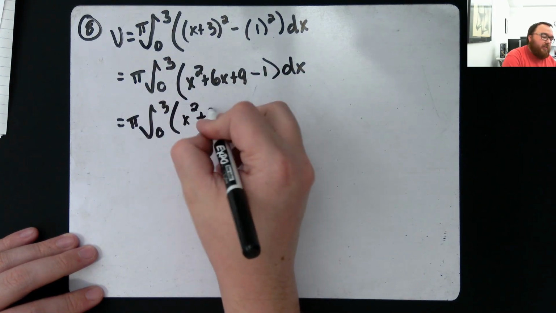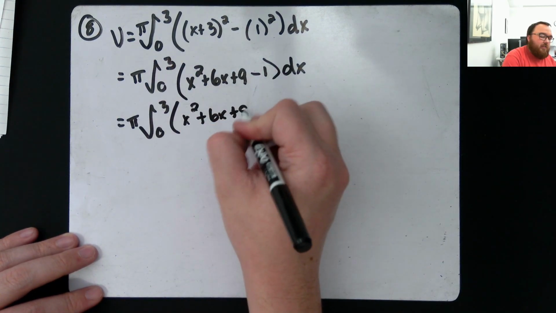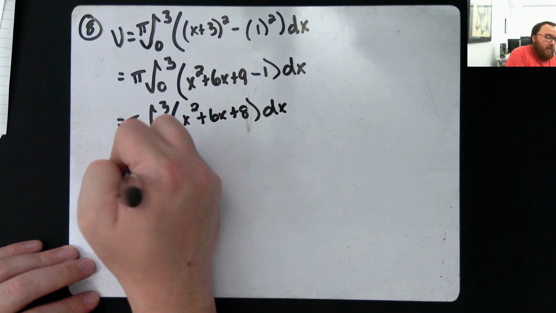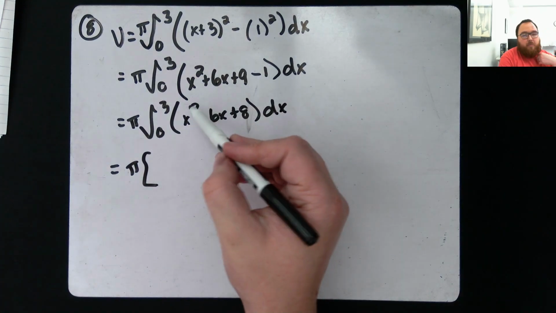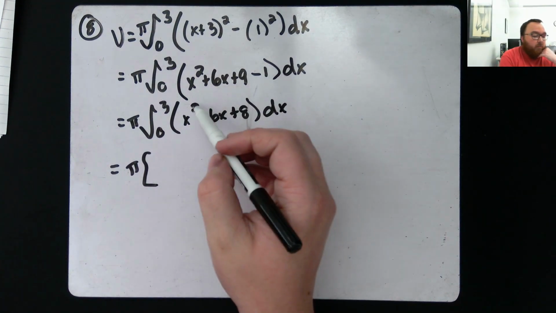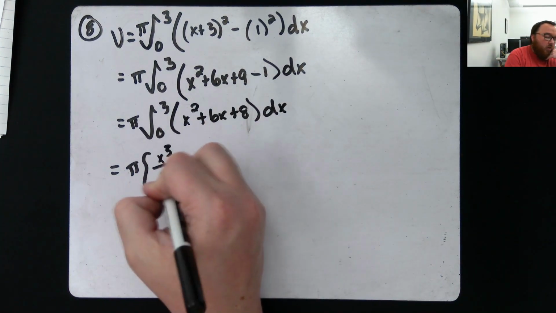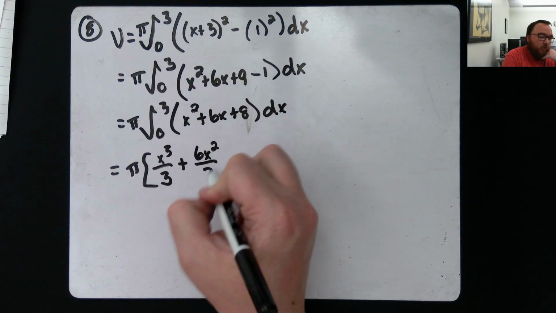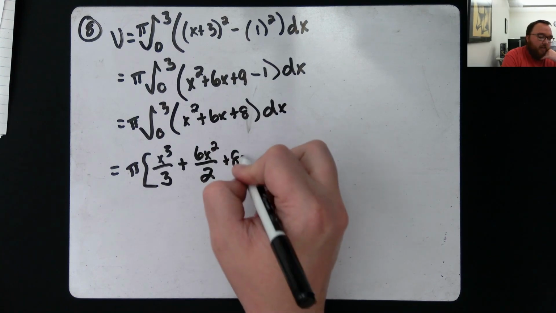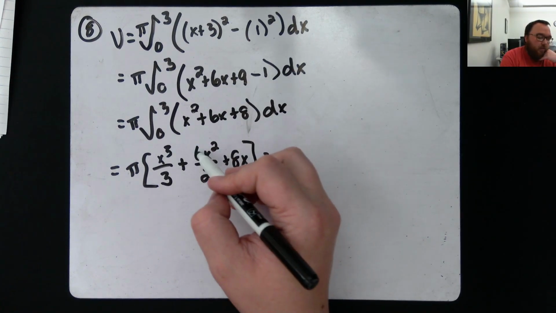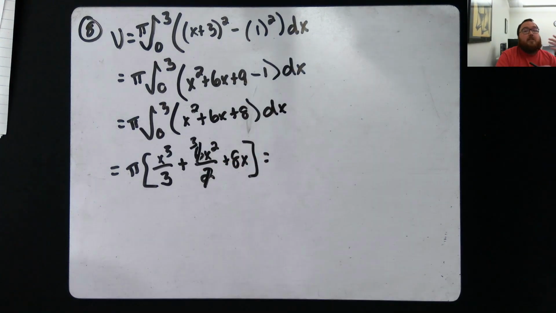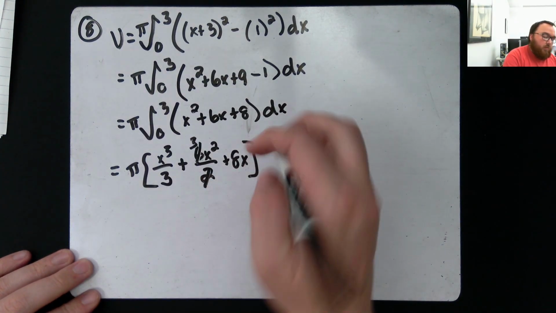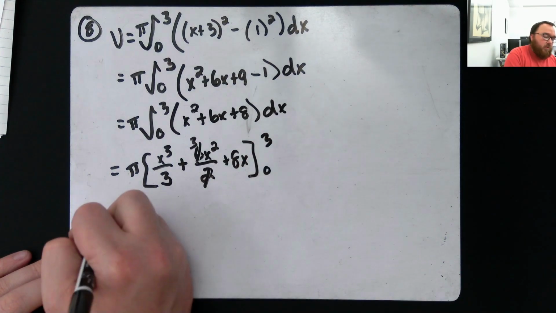x squared plus 6x, 9 minus 1 is 8. Take the antiderivative again. Add a 1 to the power here, so that becomes x cubed over 3. Add 1 here makes it 6x squared over 2, and that's just going to be 8x. Again, 6 divided by 2 makes 3, so that's helpful. Doing this from 0 to 3.